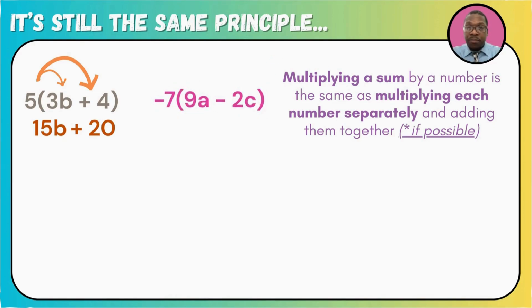All right, let's look at our next problem. Negative 7 times (9a minus 2c). All right, same thing, distributive property. Negative 7 times 9a. Well, it's really negative 9 times 7, which is negative 63. So negative 63a. Now the next number, negative 7 times negative 2c. Please remember, a negative times a negative gives you a positive. So negative 7 times negative 2 should give you positive 14, positive 14c. And a's only combine with other a's.